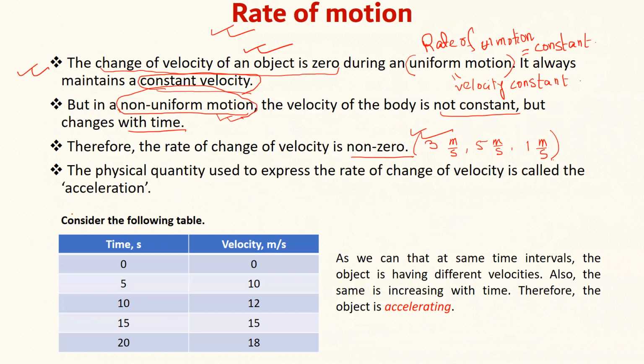Now, there is a concept called acceleration, which comes from the rate of motion concept. So what is acceleration? The physical quantity used to express the rate of change of velocity is called acceleration. Very interesting thing. So, rate of change of velocity.